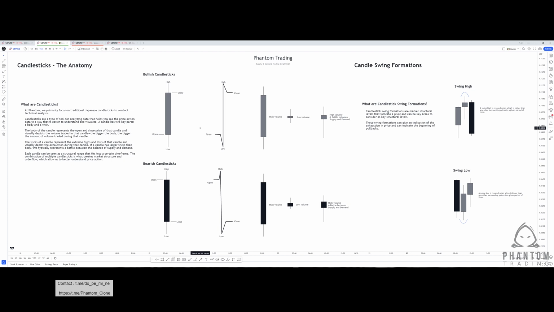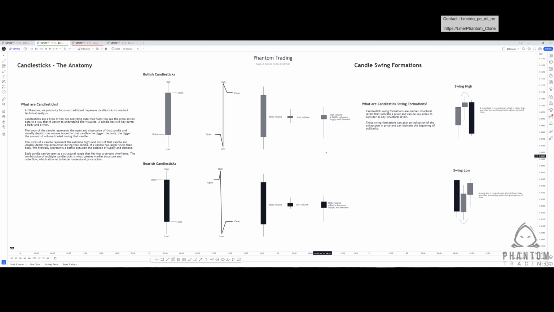And this combination of market structure and order flow is ultimately what's going to allow us to read a price chart, start to build up trade ideas, and ultimately execute on our strategy. The phantom strategy is a combination of market structure, order flow, and liquidity, and the basis of all of this stems from being able to read and understand candlesticks.